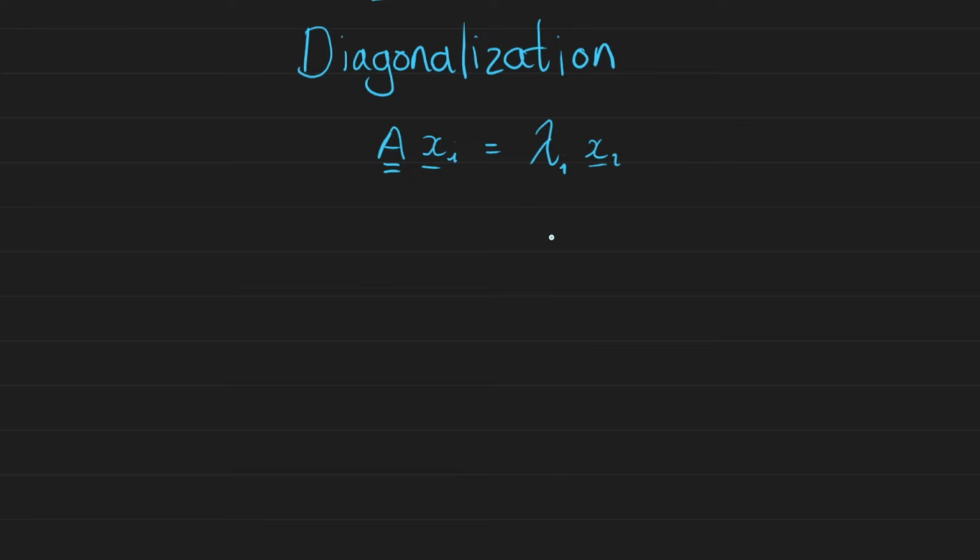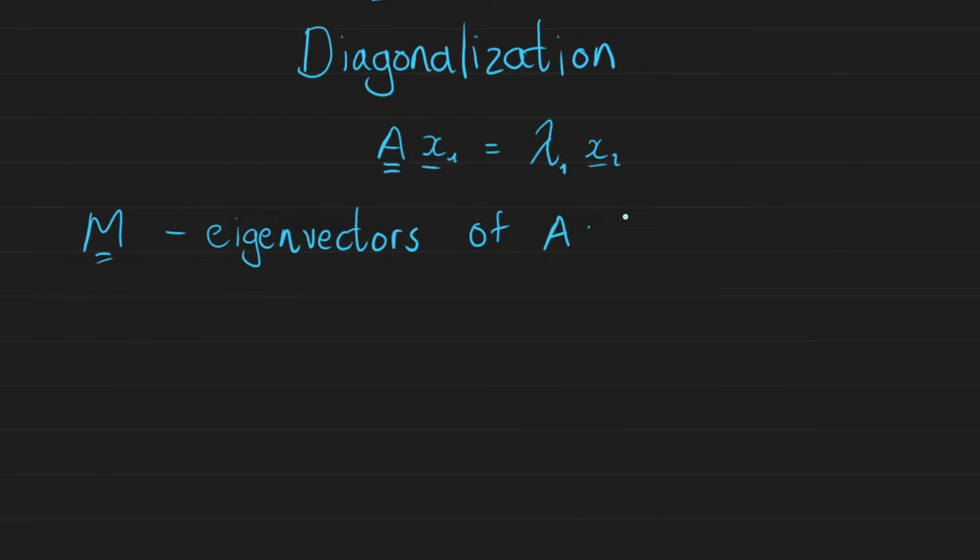So this is our starting point when we speak about diagonalization. What we're going to do is create a matrix, call it M. This matrix consists of the eigenvectors of A.